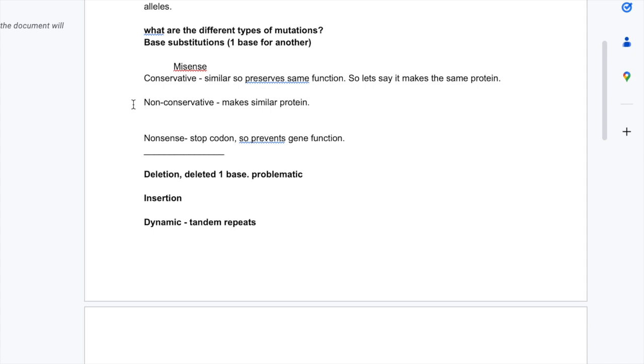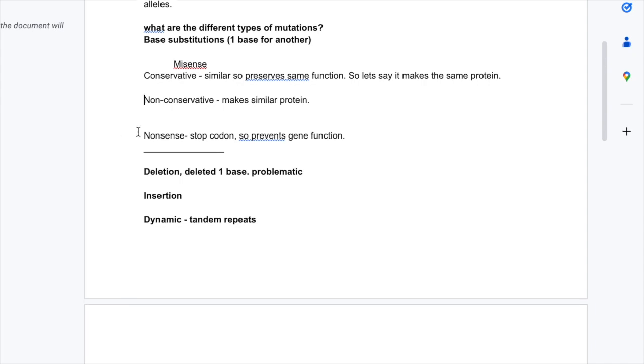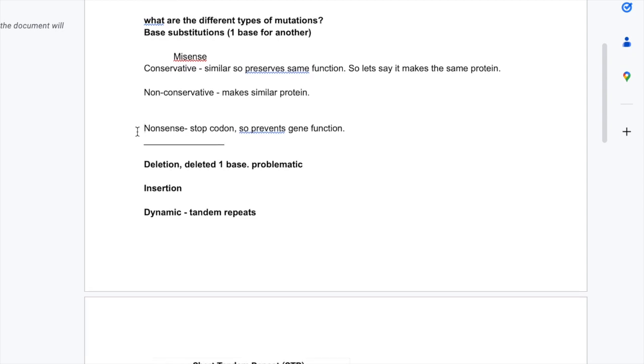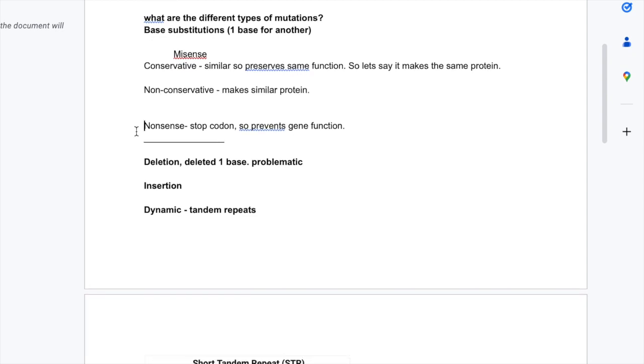So let's say you substitute a base and you get the same protein, but you still substituted the base. That would be a conservative missense base substitution type of mutation. A non-conservative one would be, let's say, you substitute the base, you get a different protein, but it's still a similar protein, hence non-conservative. And then a nonsense mutation is just where you created a stop codon, so you're essentially preventing gene function, and that's usually your more problematic mutations.